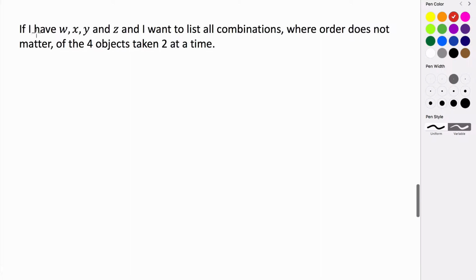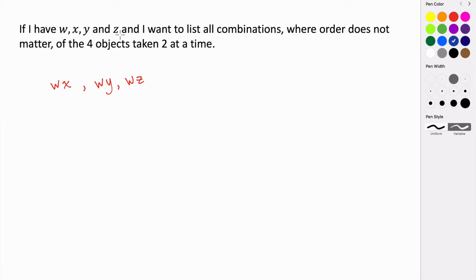Let's say we have these four letters, W, X, Y, and Z, and we want to list all of their combinations where the order does not matter, taking two of these letters at a time from the four. So let's list all of our combinations. We have W, X, Y, and Z. If I decide to start with W, the other options I could take are W with X, W with Y, or W with Z.